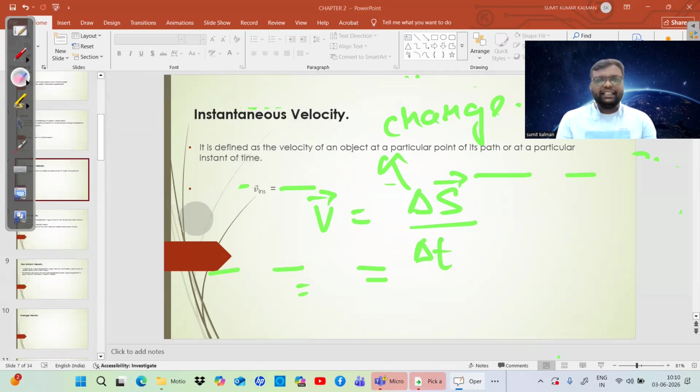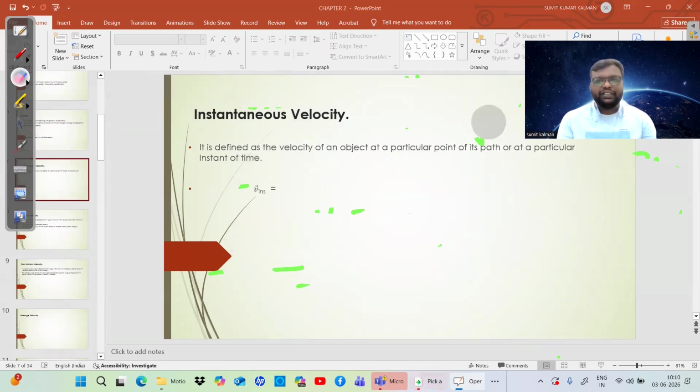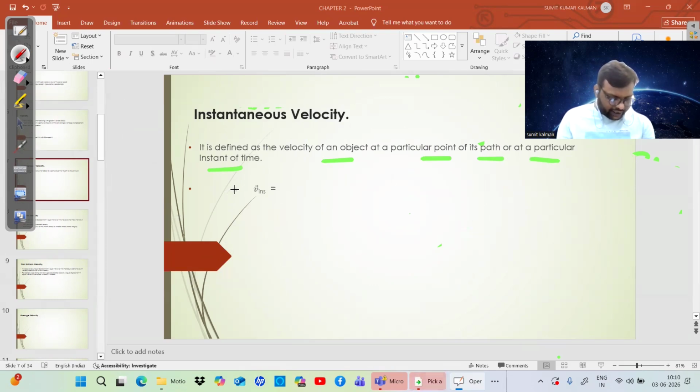Now, next is instantaneous velocity. What is instantaneous velocity, students? Instantaneous velocity is the velocity of an object at a particular point of its path or at a particular instant of time. So this is all about instantaneous velocity. We represent instantaneous velocity by vector v instantaneous.